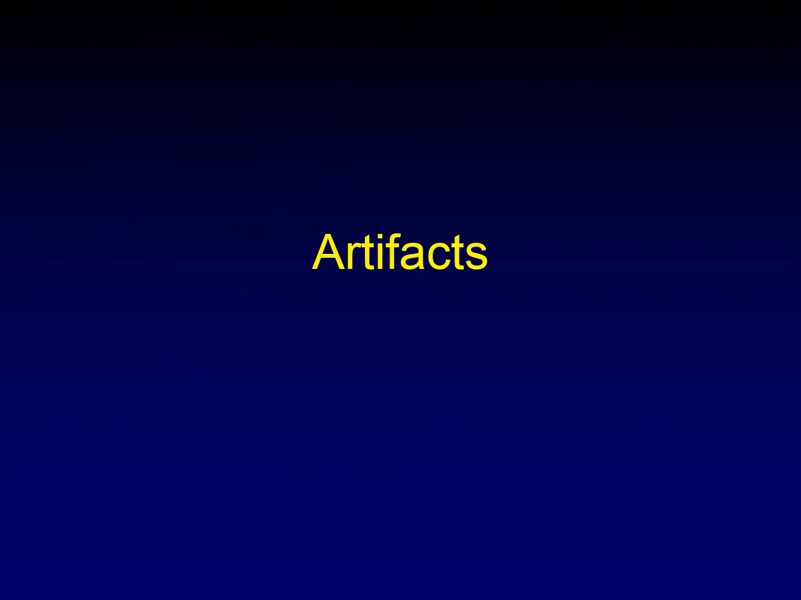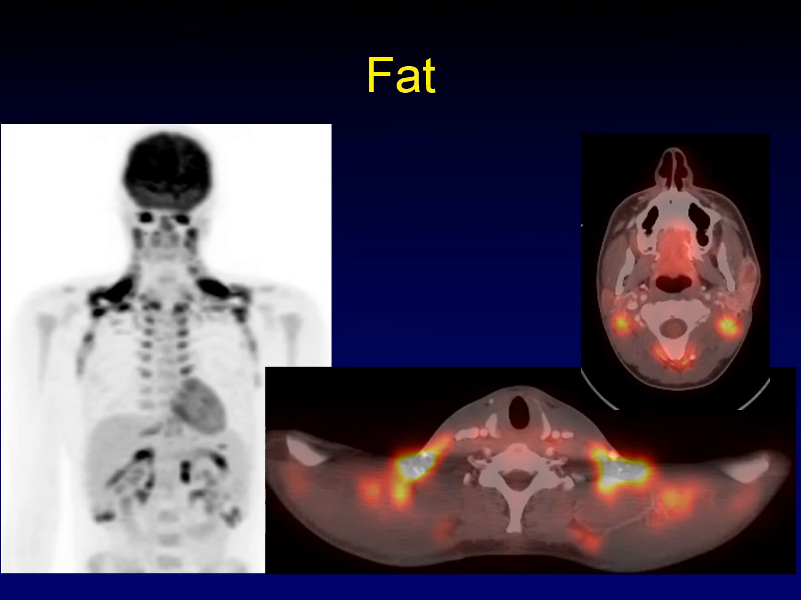Let's start with artifacts. There are some very familiar artifacts that you all know on PET-CT. For example, brown fat uptake. This is a stark example of how extensive brown fat uptake can be, and you wouldn't really make an error in this situation.